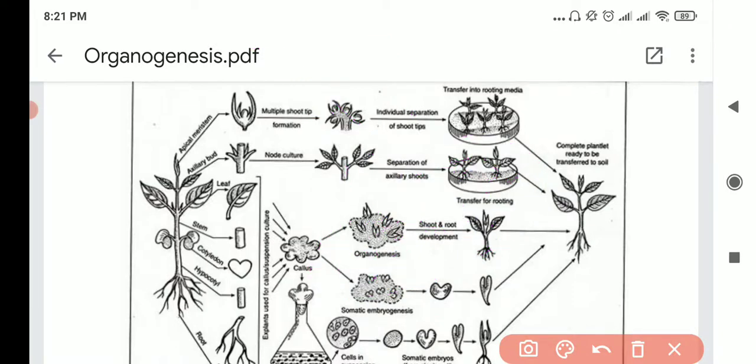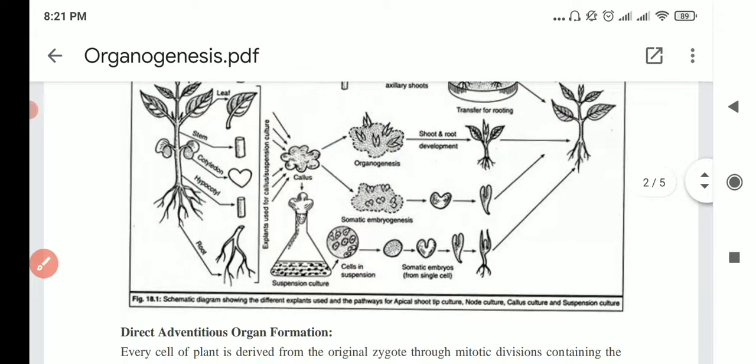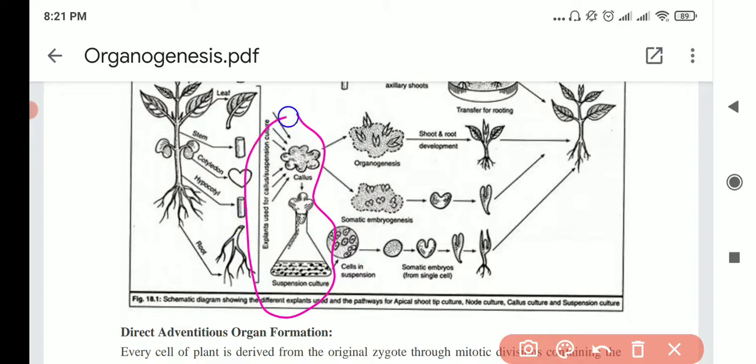So I think this part is clear. Why are we creating callus, means cells, inside the broth, the suspension culture? Because they are so tiny. Then here the organs have formed, no? And then here somatic embryogenesis has occurred.